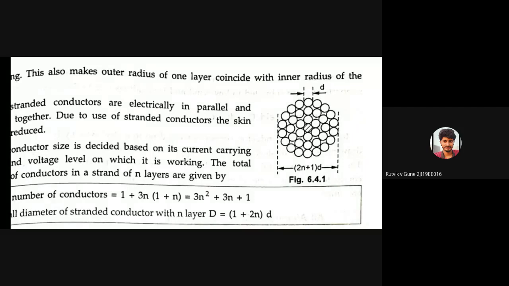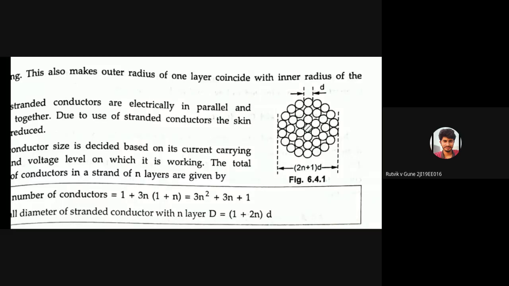The total number of conductors in a strand of n layers is given as 3n square plus 3n plus 1, and the overall diameter of the stranded conductor with n layers is D equals (1 plus 2n) into d. So what is small d? Small d is the diameter of each strand, meaning each of these conductors' individual diameter. N is the number of layers.